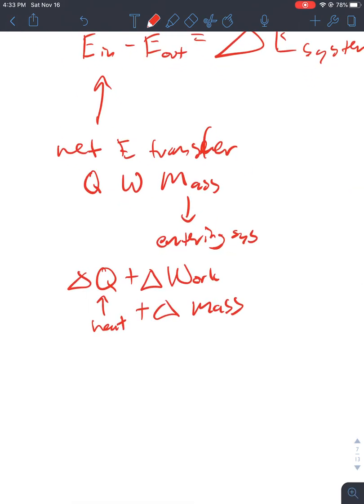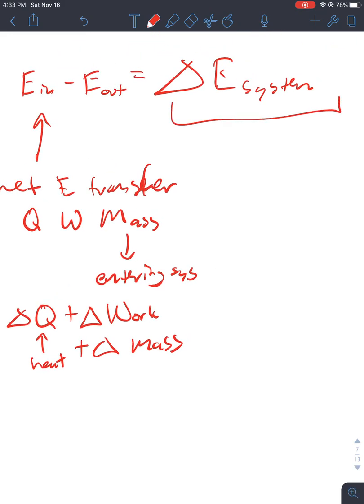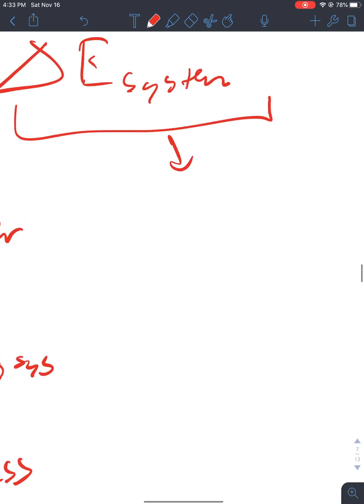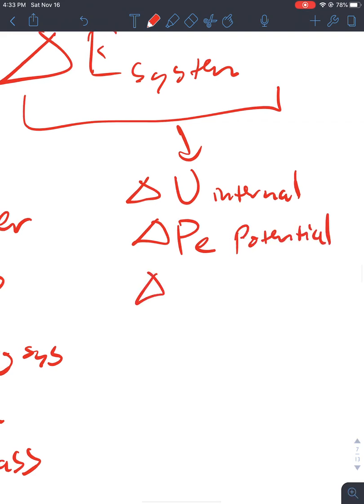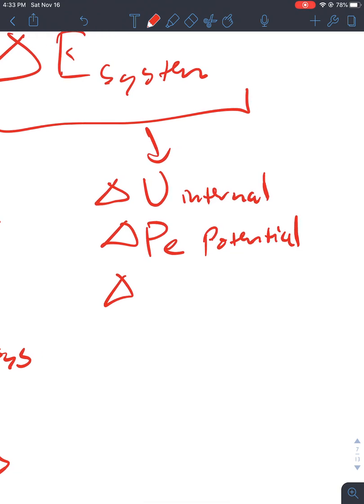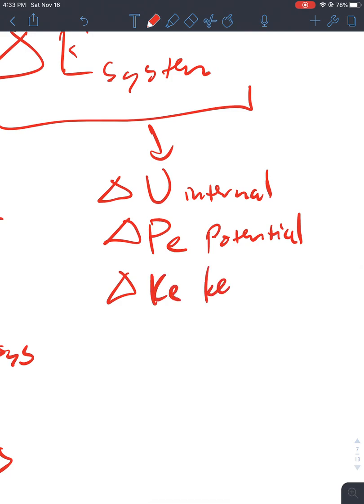Supposedly this is basic to somebody. I guess it's basic to me. And then over here, the change in energy of the system is change in internal, change in kinetic, potential, and other energies. Change in potential and change in, what is it? Kinetic.